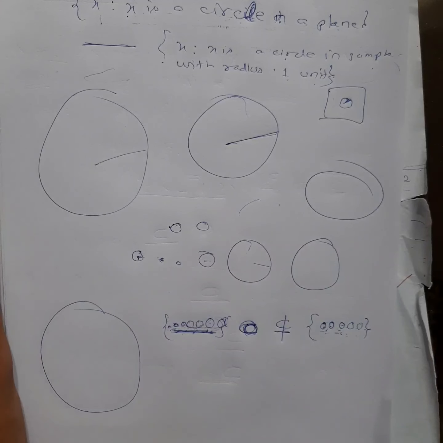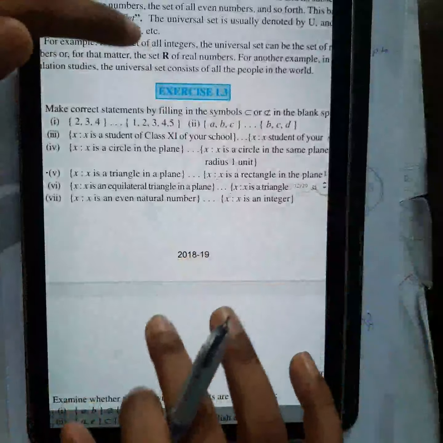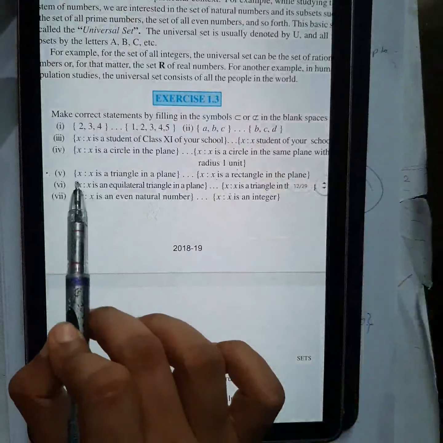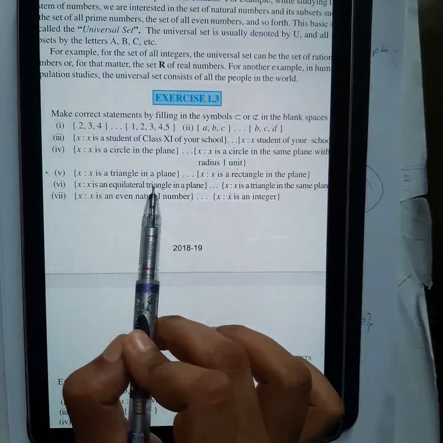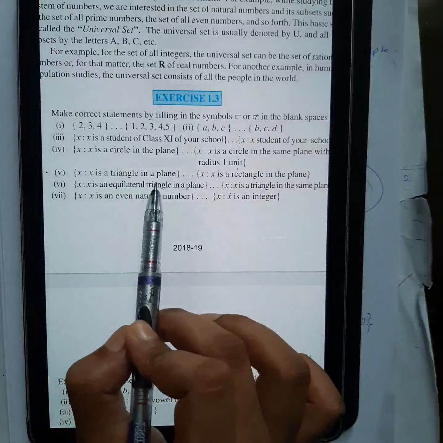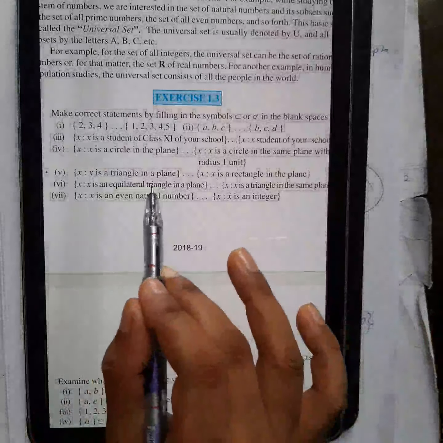Question number 5. Whichever question I can do directly from the book, I will just show you there only. Next is here, see again, number 5, X is a triangle in a plane. When they say X is a triangle in a plane, what do you understand? In a plane, all kinds of triangle again.